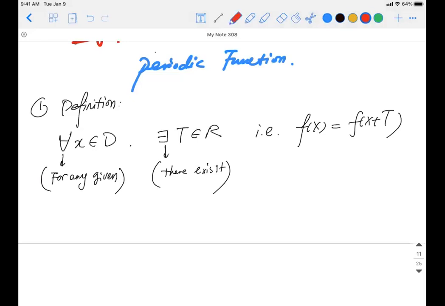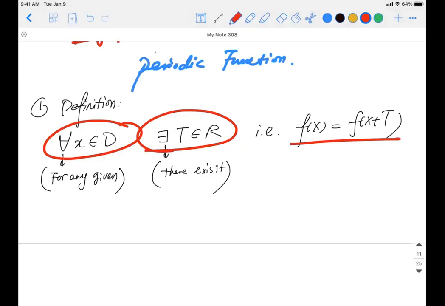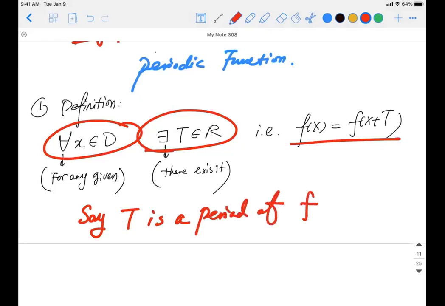For any given x belongs to D means this property is not only for one x, every single x must follow. There must exist a T belonging to the real numbers. You can't give me a complex number or something. A real number such that f(x) equals f(x plus T). Then you can say T is a period of f(x). Why do we say a period of f? Because if T is a period, 2T is also a period, 3T is also a period, 3 million T is also a period. So we just want to minimize our discussion: T is a period.